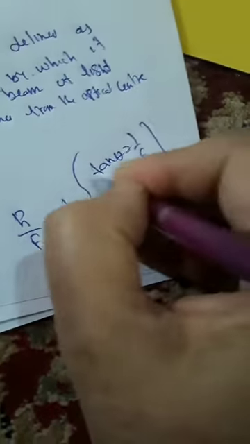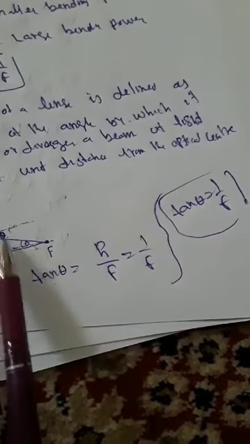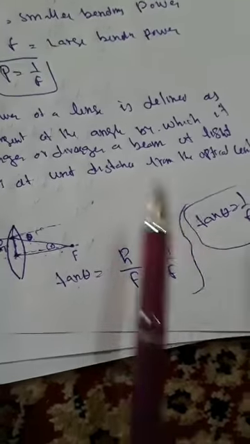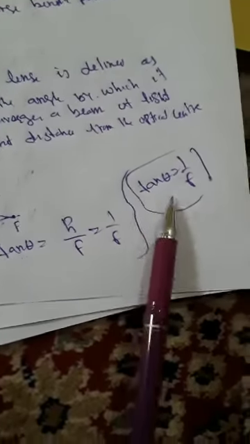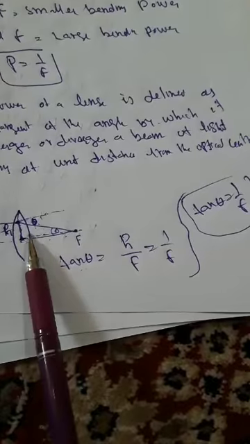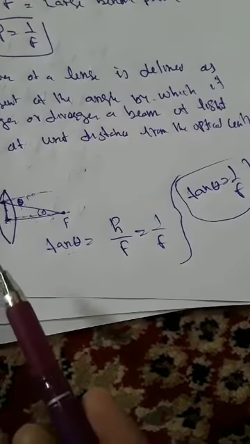It is also the definition of power of a lens. That means power of a lens can also be defined as the tangent of the angle by which it converges or diverges a beam of light falling at unit distance from the optical center. That means, if we look in the diagram, tan theta is equal to perpendicular by base. Perpendicular is h, but h is here a unit distance. That means tan theta can also be written as 1 by f.